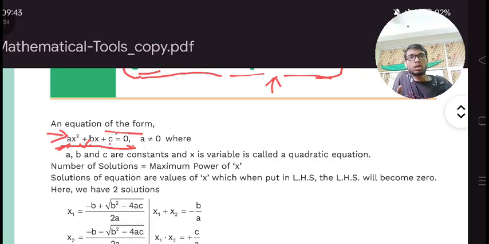In this quadratic equation you can see the highest exponent is 2, which explains the definition of a quadratic. In a polynomial, if the highest exponent is 2, it will be quadratic. If the highest exponent is 3, it will be known as cubic. If the highest exponent is 1, then it will be a linear equation. Based on degree, we are classifying.